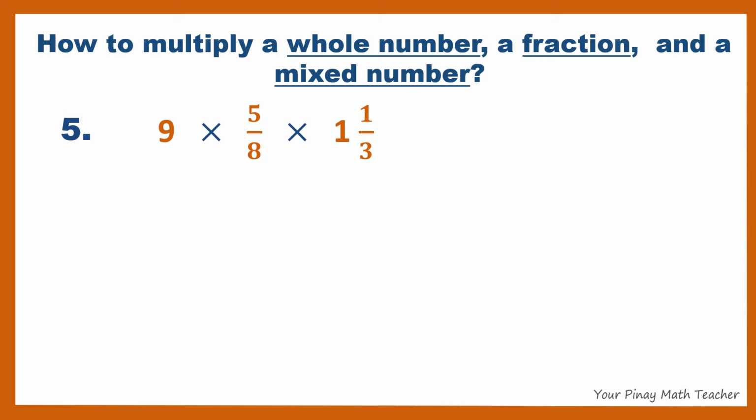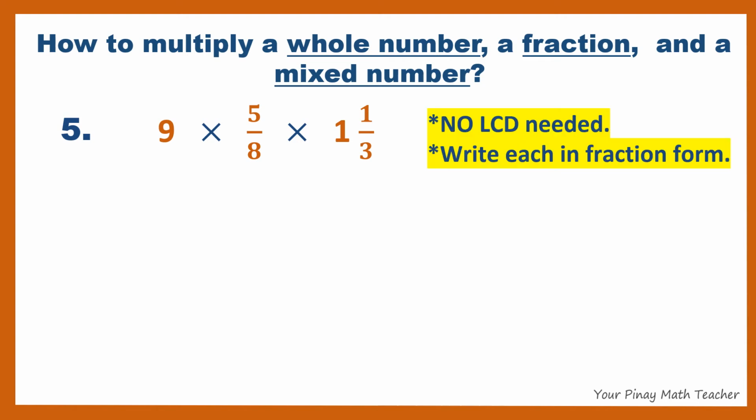Number 5. What if you multiply a whole number, a fraction, and a mixed number? So again, no LCD needed, and each number must be in fraction form. So how can we change 9 to a fraction form? It is equal to 9 over 1. 9 divided by 1 is 9. And then copy 5/8. And then the fraction form of 1 and 1/3 is 4 over 3.